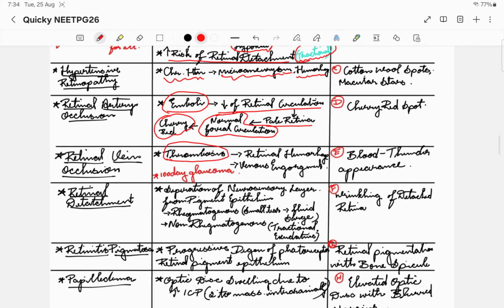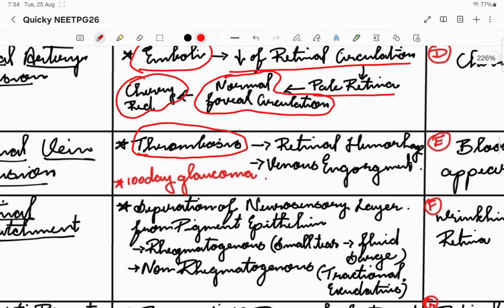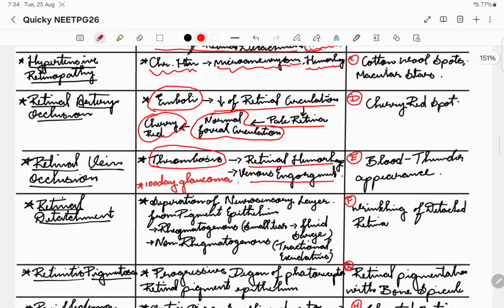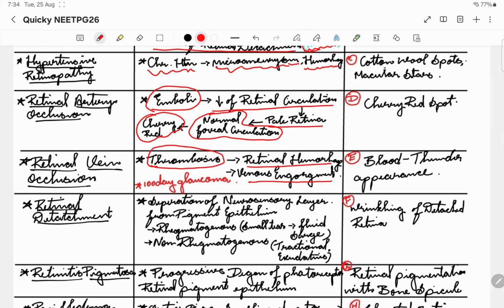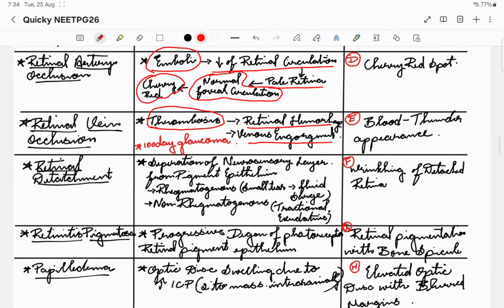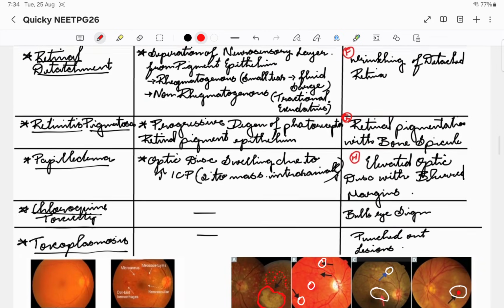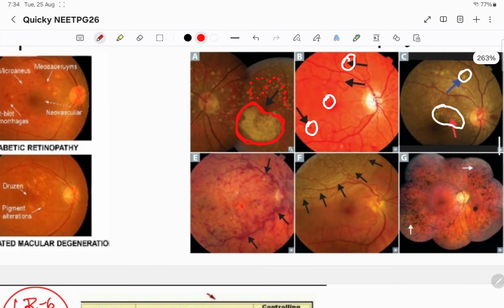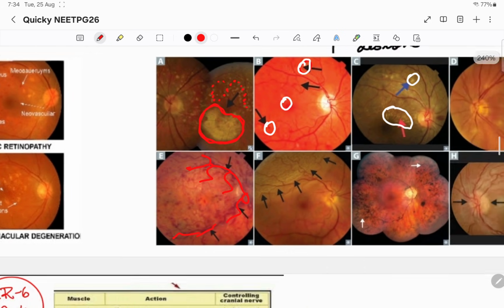Then coming to retinal vein, I told you, right, it is the thrombosis that is happening. So it is because of retinal hemorrhage or venous engorgement and all these things. Okay, so glaucoma can also be a complication. I told you, right? Retinal vein occlusion might lead to glaucoma. It is a complication. Okay, so how would the fundoscopy look like? It looks like a thunder appearance. Okay, thunder after the rain. So this is how the fundoscopy would look like.